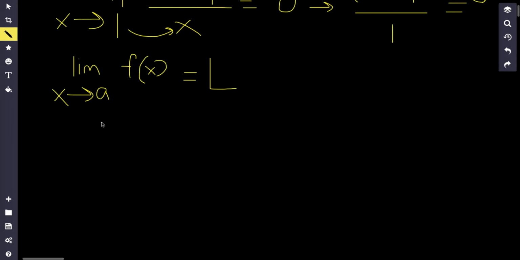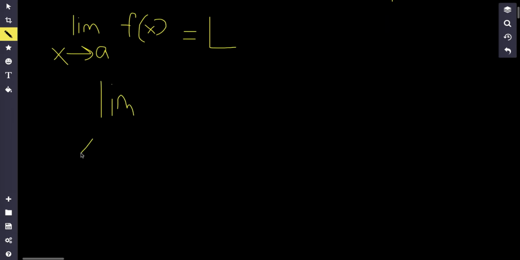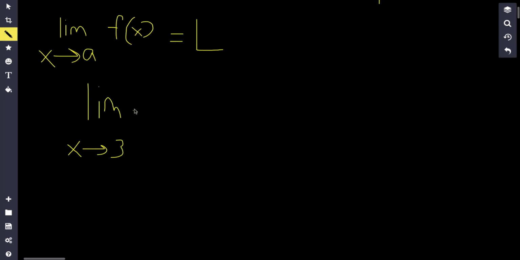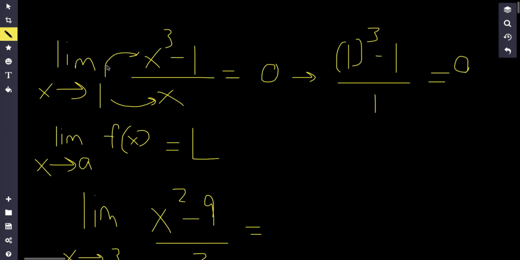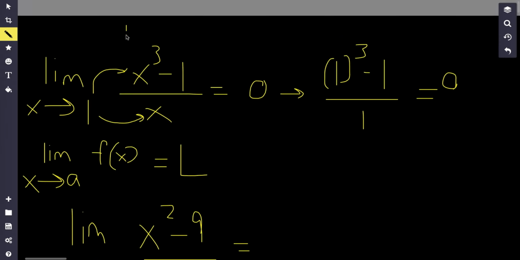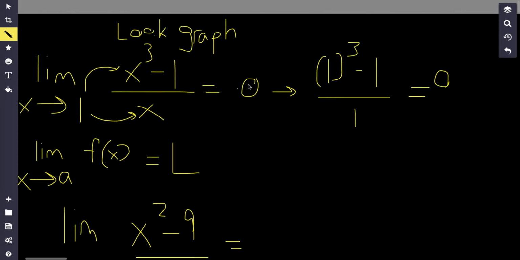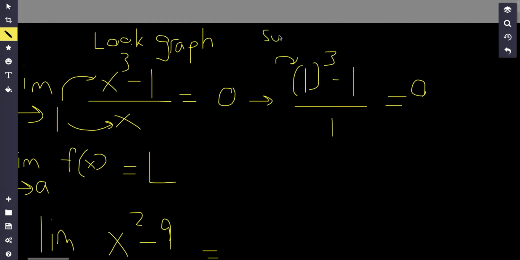Now, let's say I have the limit as x approaches 3 of, let's say, x squared minus 9 divided by x minus 3. What do you think this would be? Now, the first method we did for the previous problem, we looked at it from the graph. So that's one way to do it. We can look at the graph of the function to find the limit. And another way to do it, we did direct substitution.